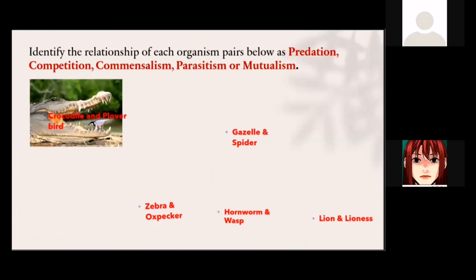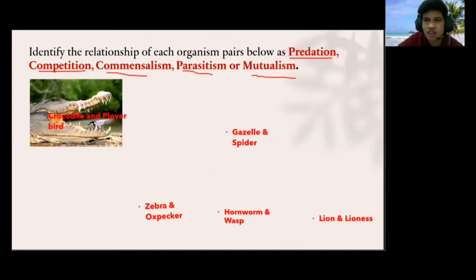The first one, you can type in the chat box your answer. Choose whether predation, competition, commensalism, parasitism, or mutualism, right? Let's try to answer again. Number one, crocodile and the bird. What kind of relationship is that? There's one answer here. Plume said it's, how about the other?